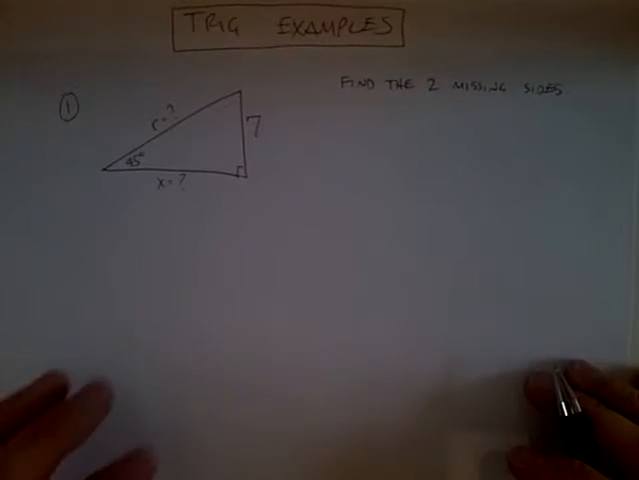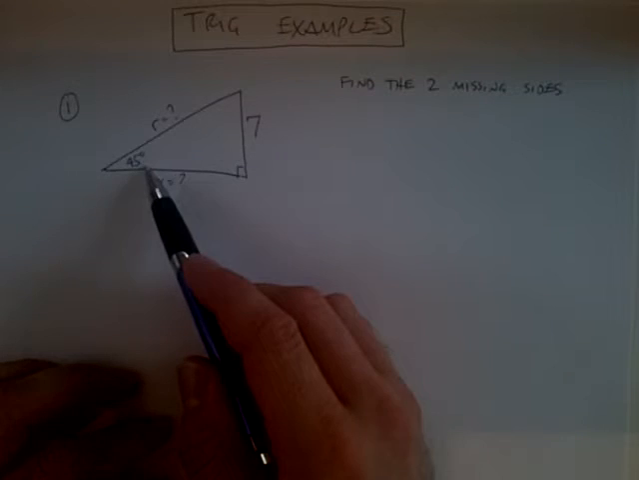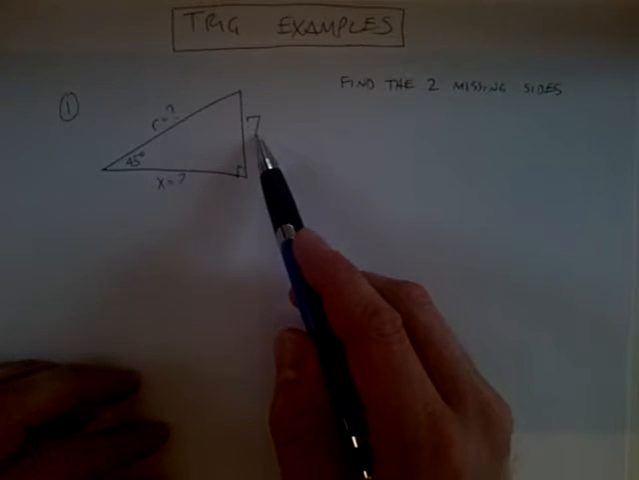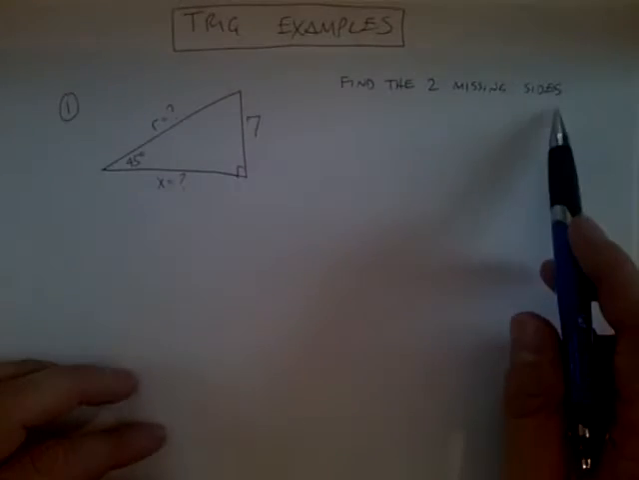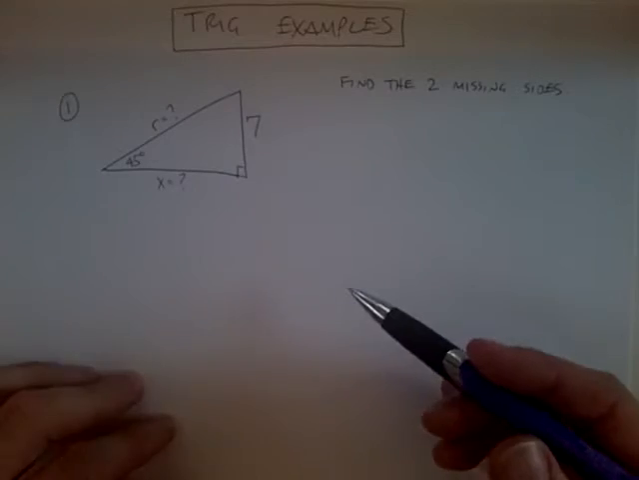So here's an example. We've got a right angle triangle. We know this angle, which is 45 degrees. We don't know this side. We don't know this side, but we do know this side. So they're asking us, find the two missing sides. So we can find R, we can find X. Doesn't matter which one we do first.